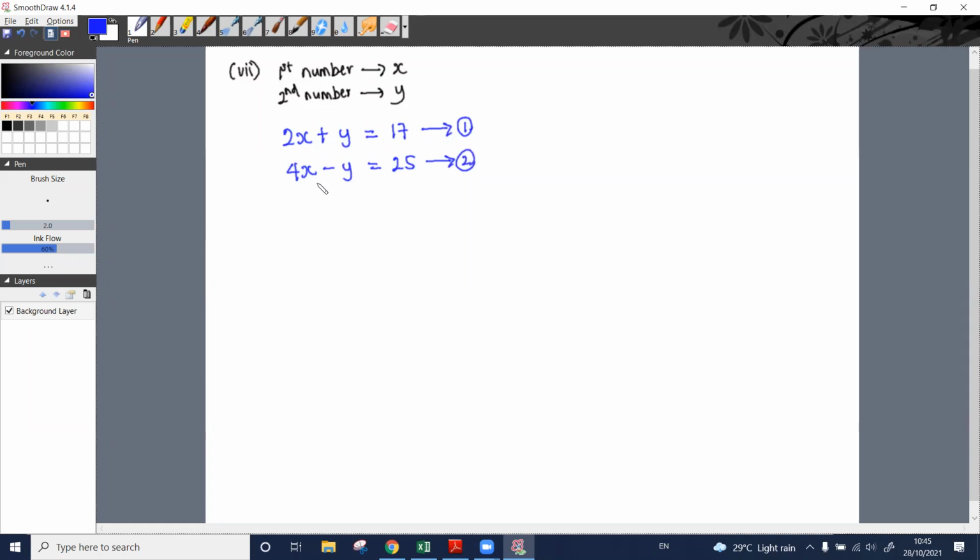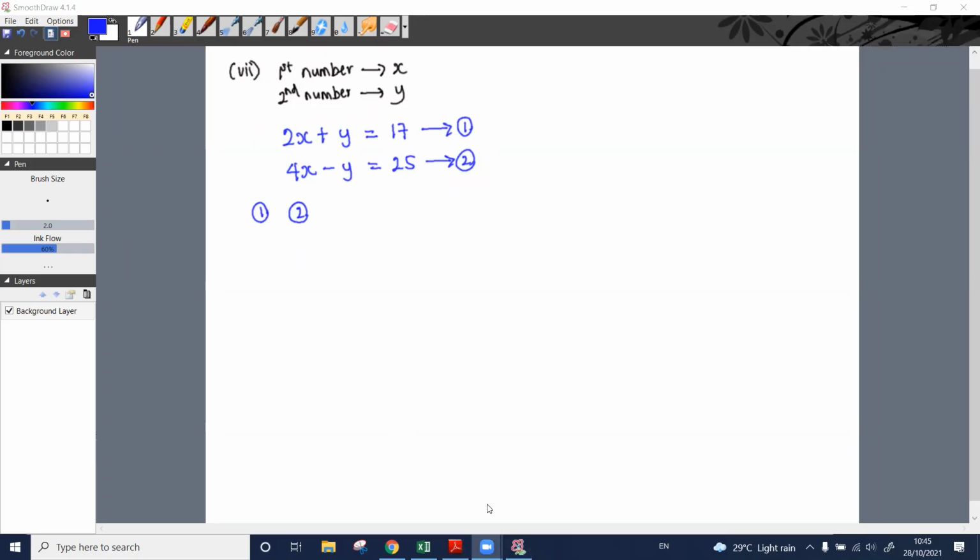Here, it is easier for us to get rid of y. To eliminate y, should we add equation 1 and equation 2, or deduct? Should we need to add or need to deduct? What we need to do?